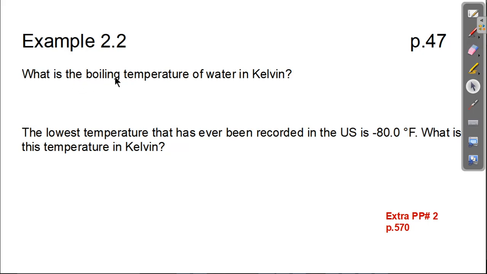It says, what is the boiling temperature of water in Kelvin? Remember that I said to you, you needed to memorize this kind of stuff. And then the second part to this says, the lowest temperature that has ever been recorded in the US is minus 80 degrees Fahrenheit. What is this temperature in Kelvin? And then we're going to do extra practice problem number 2.